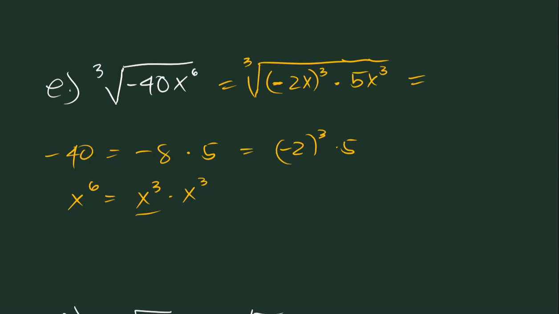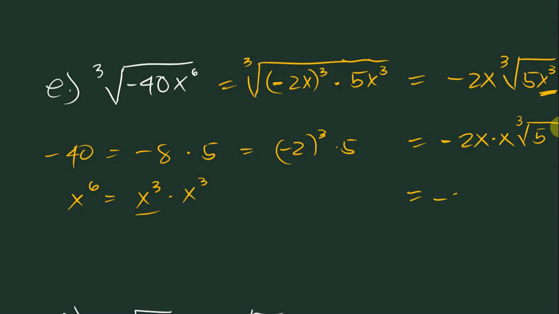So we can then say that this is equal to negative 2x, and then the cube root of 5x cubed. So take note that we still have the cube here, so we can still take that out, and then we can say that this is equal to negative 2x multiplied by x. So the cube root of x cubed is x, and then the cube root of 5. So we now have negative 2x squared, and then the cube root of 5. Okay.